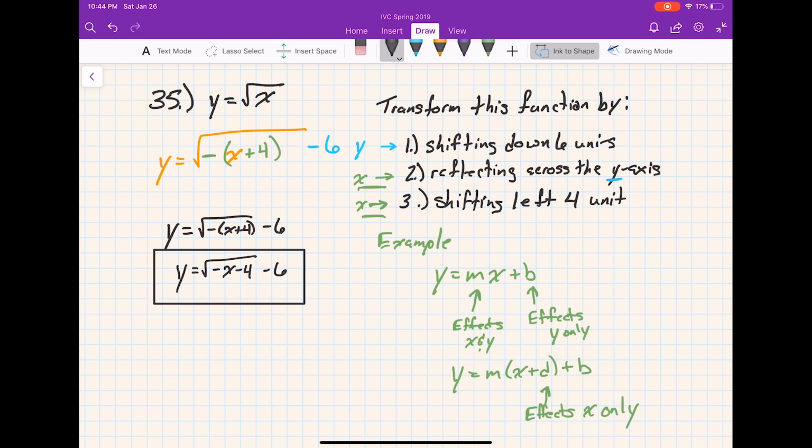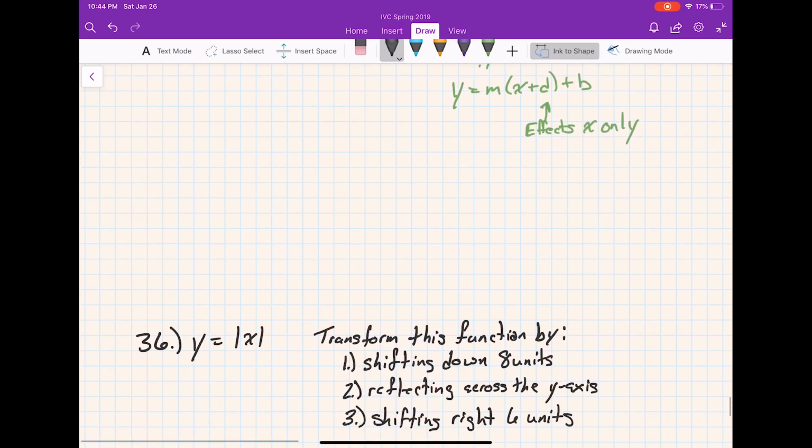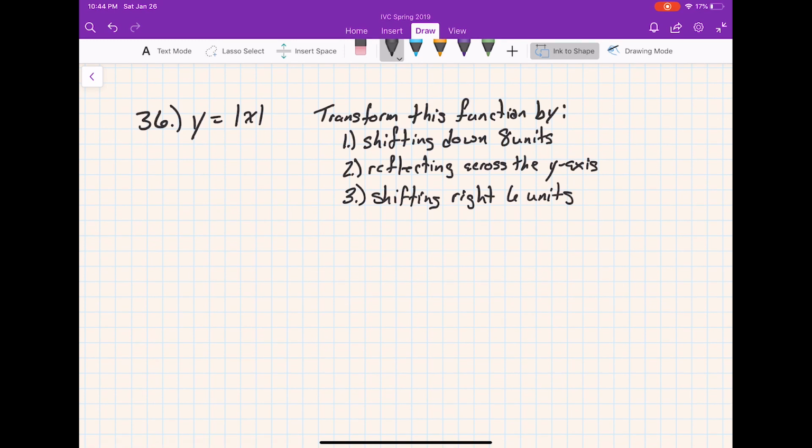Number 36 is going to be kind of the same idea. I don't know if this line slope example helped much, but let's see if it helps in this number 36. We're going to shift down 8 units. We're going to reflect across the y-axis again, and we're going to shift right 6 units.